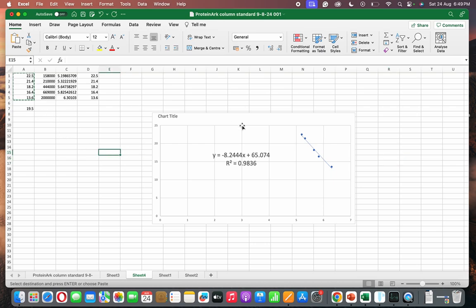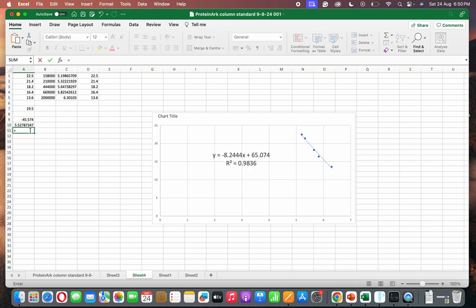did earlier. So 19.5 is y. Right, so 19.5 will go somewhere here, it will come down here. But let's just solve the equation and find out what is the value of y. So y will be equal to 19.5 minus 65.074, this divided by minus 8.2. So this is giving me the log molecular weight of my unknown protein.